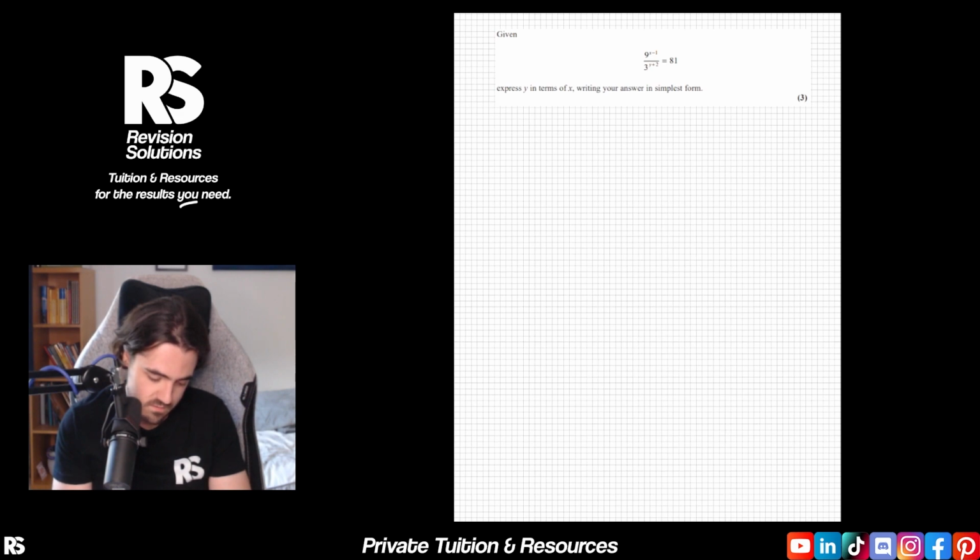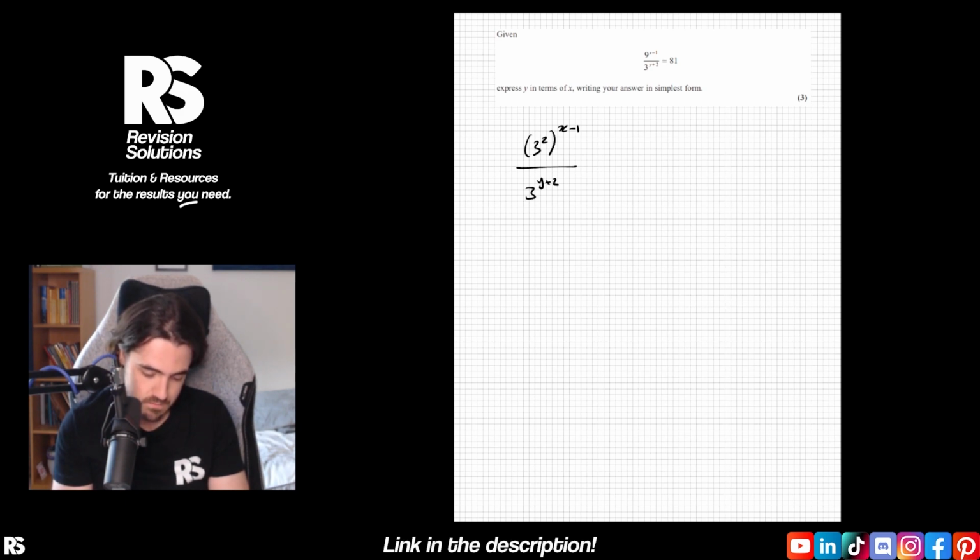So we can write 3 squared all to the power of x minus 1 divided by 3 to the y plus 2. That's all equal to 3 to the 4. Now let's move this up here just by multiplying. So we'd have 3 squared to the x minus 1 is equal to 3 to the 4 times 3 to the y plus 2.